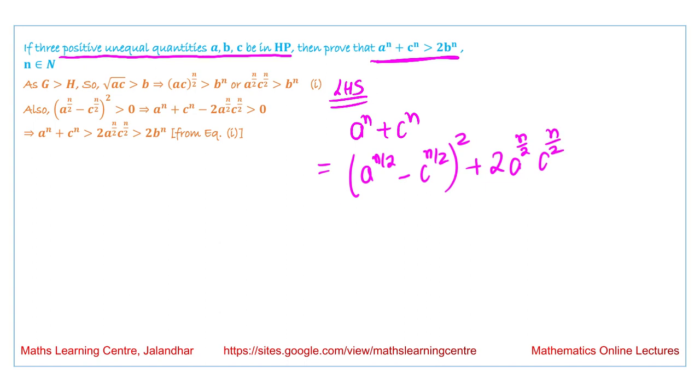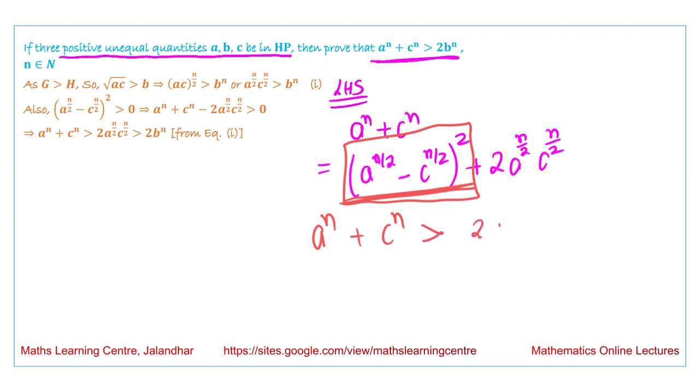Now this term we are seeing is a positive term. So what we have obtained is that a raised to the power n plus c raised to the power n is always greater than 2 a raised to the power n by 2 c raised to the power n by 2. Now a, b, c are given to be in HP, and we know that the geometric mean is greater than the harmonic mean. We are having the numbers a and c.